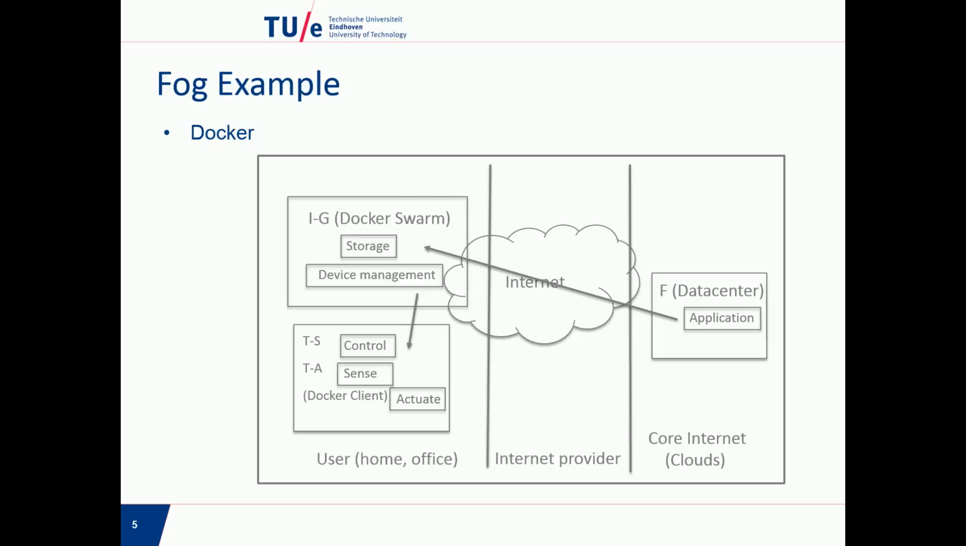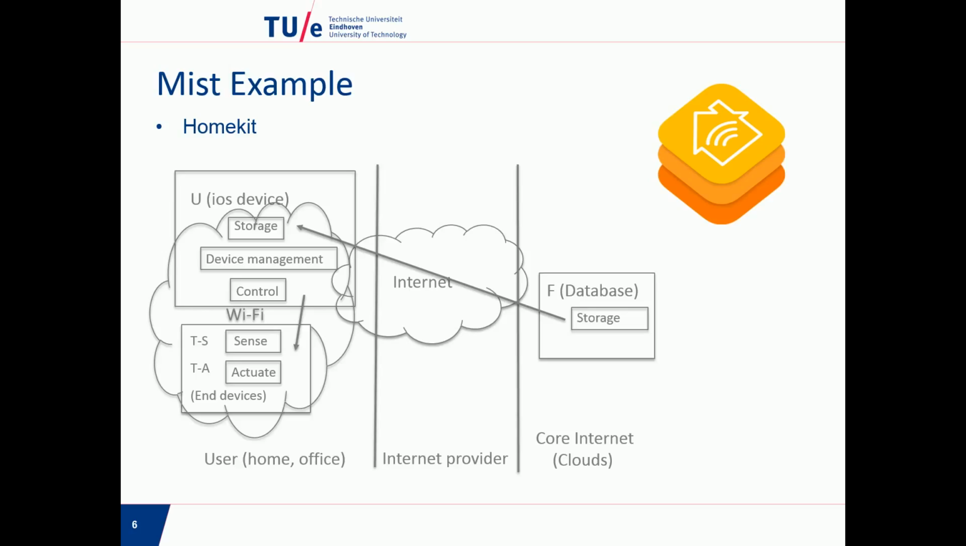Because of the memory limitation of the fog device, the fog cannot make decisions as complex as the cloud can. The last example is about the mist approach. The Apple HomeKit is one IoT architecture which mainly uses this deployment approach.